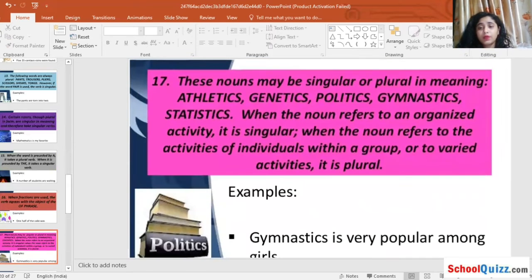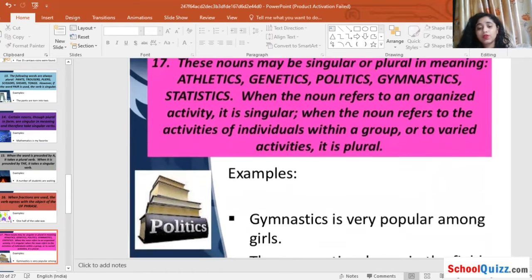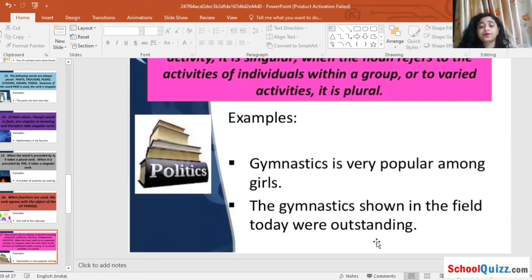These nouns may be singular or plural in meaning: athletics, genetics, politics, gymnastics, statistics. When the noun refers to an organized activity, remember it is an organized activity, it is singular. When the noun refers to the activities of individuals within a group or to varied activities, it is plural. Like varied activities are performed in a group, then it is plural. But if the noun refers to an organized, simple activity, it is singular. Okay. Now various activities will give a plural. So okay, over here examples are there.